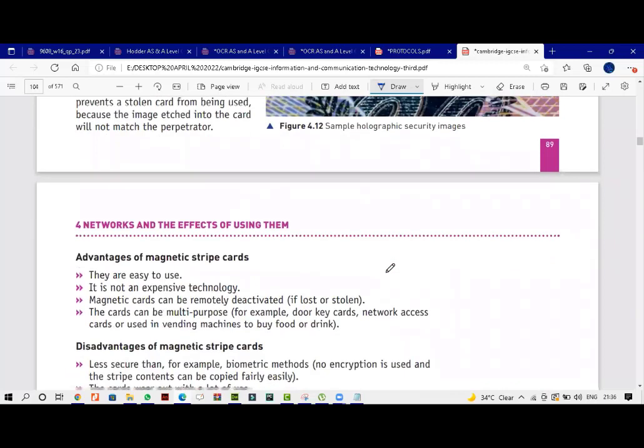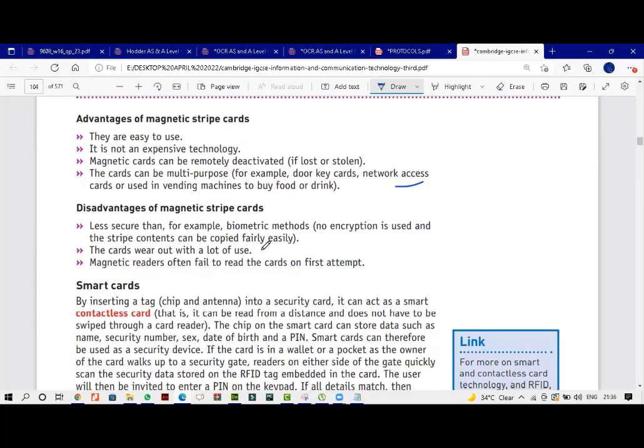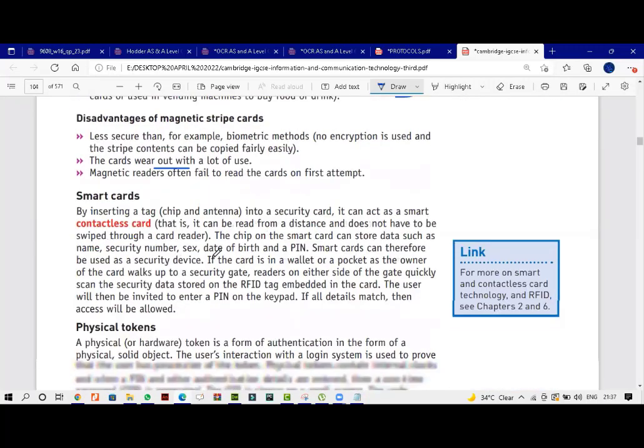Advantages of magnetic strip cards. They're not expensive. Magnetic cards can be remotely deactivated. Yes, they can. So we could remotely deactivate them. The card can be multi-purpose. For example, it could be used for lots of applications, and it's secure. It's vulnerable to magnetic fields. If there's a magnetic field, the magnetic strip could get damaged. They could wear out very, very fast.